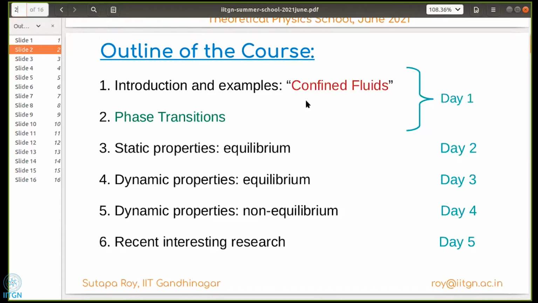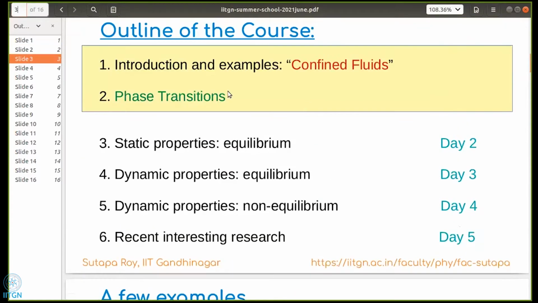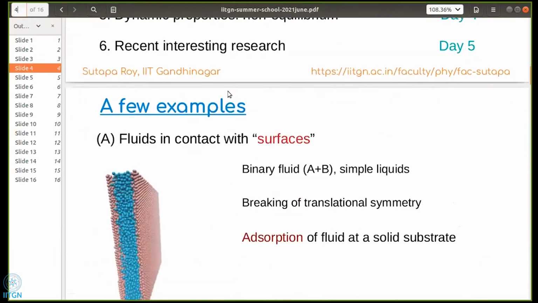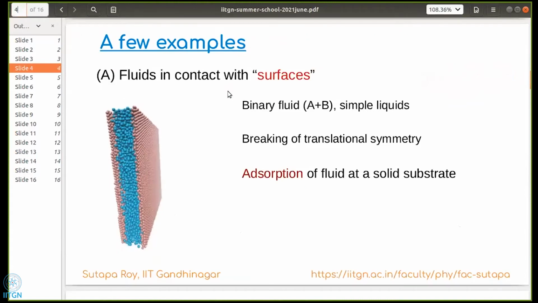Let's begin with the basic introduction of confined fluids and phase transitions. Let me first try to give you a few examples of these confined fluids. What do we really mean by such systems? Well, it basically means fluids which are in contact with surfaces, and by surfaces, I actually refer to solid surfaces. Now, the fluids can be of different types. What are typically of interest to people can be a binary fluid. What we mean by binary is that it's a fluid which has two types of particles.